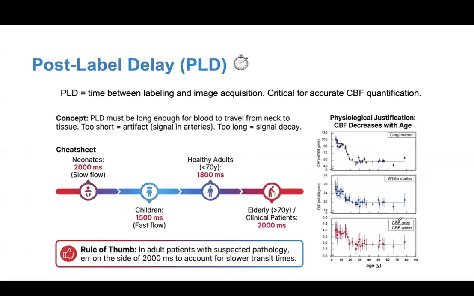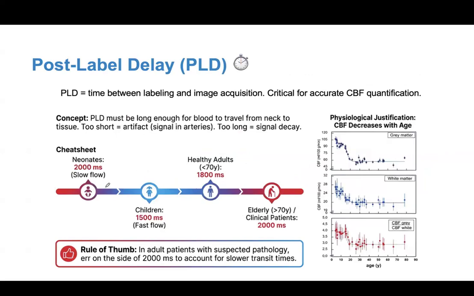And I want to explain this concept, post-labeling decay. It is the time after you label that the blood needs to reach the brain or the area of interest. The time between labeling and image acquisition is called post-labeling decay, and it can vary among different age groups based on the blood flow.